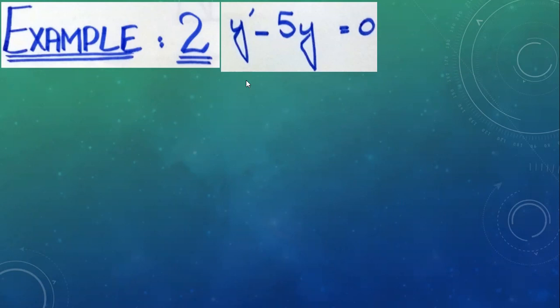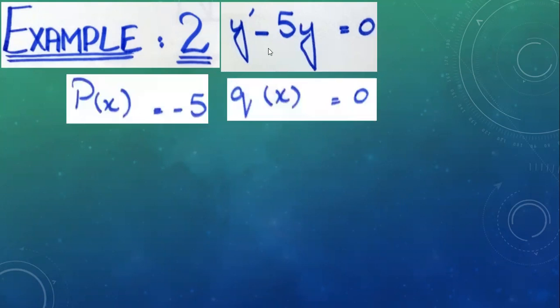We are given y prime minus 5y is equal to 0, and we are asked to solve this problem by using the method of integration factor. For this, the first step is to see whether the given equation is in its standard form or not. If not, you will convert it. For that purpose, I told you that the highest power derivative should be multiplied by 1. Currently it's in its standard form, so you don't need to do anything further. So you can find your p of x and q of x. Here p of x is minus 5 and q of x is 0.